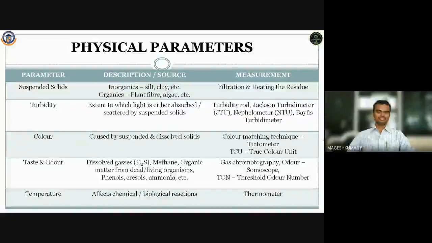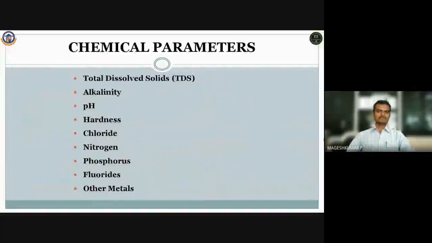And temperature, as usual, it affects the chemical and biological reactions because the biological microorganisms may survive at a particular temperature. If the temperature varies, they cannot survive. So the reaction gets affected. And the simple thermometer is used for the measurement of the temperature. And next, these are all the chemical parameters.